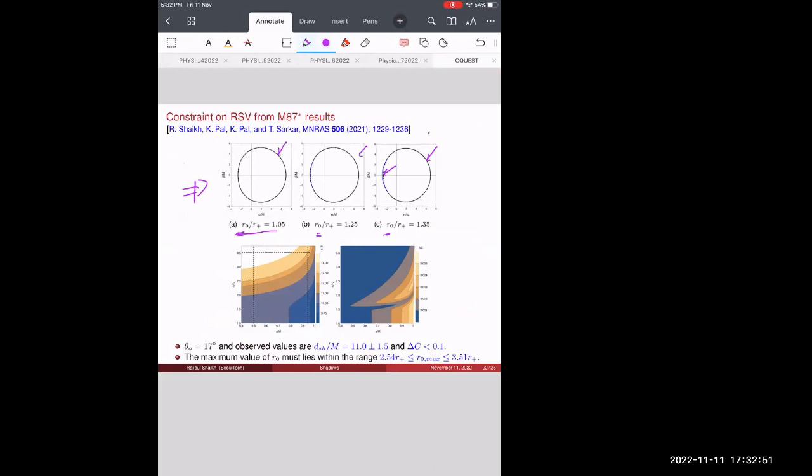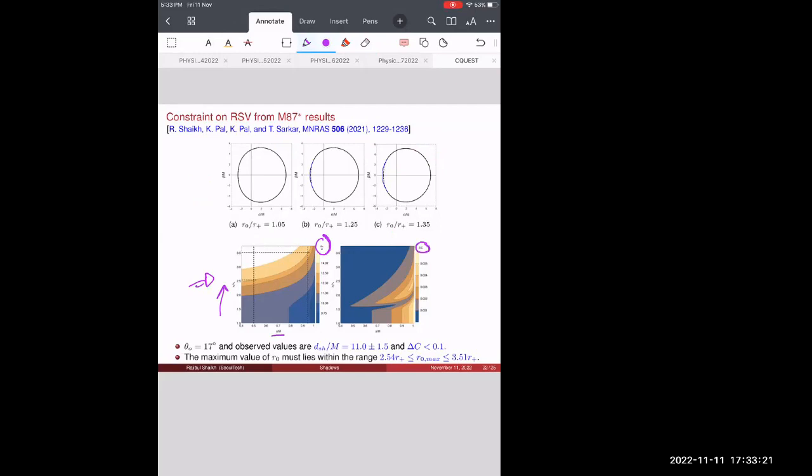But in these two cases, R naught is greater than R0C, so the shadow is different from that of the Kerr black hole. So in this plot we take the spin and different R naught values and find the dimensionless shadow diameter and the deviation from circularity.